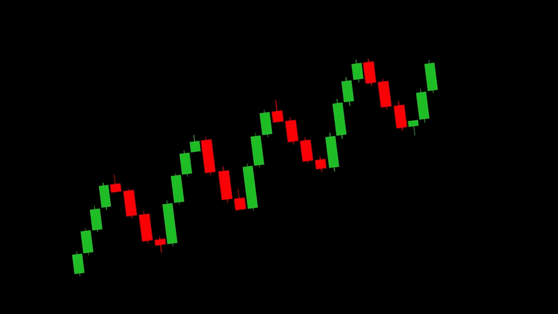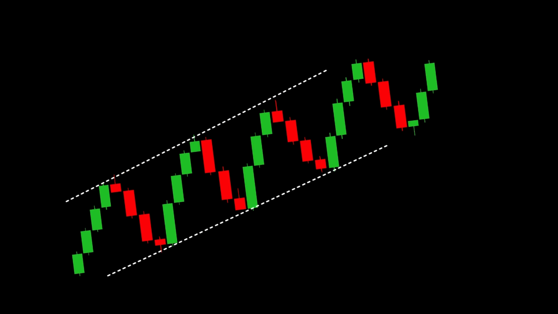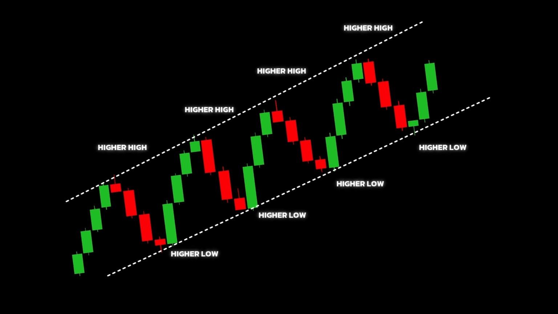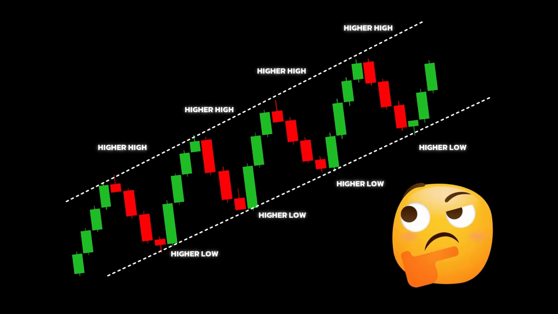All right, let's get started. A price channel means price moving between two parallel lines. The upper line acts as dynamic resistance, and the lower line acts as dynamic support. Price moves up and down and fluctuates between these two lines. In simple terms, a channel represents a controlled trend, meaning price is moving along a defined path, not randomly or chaotically. In an ascending channel, both highs and lows are formed progressively higher.